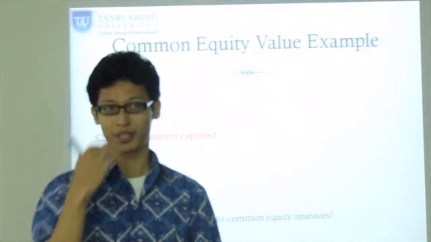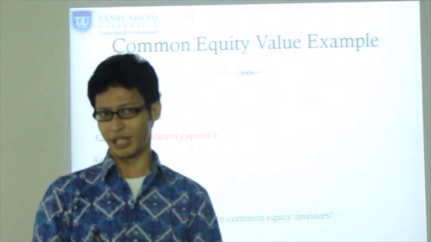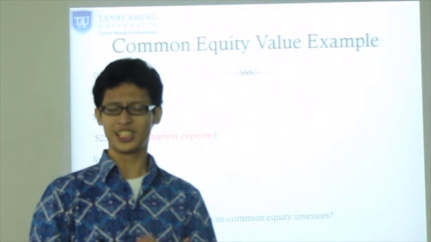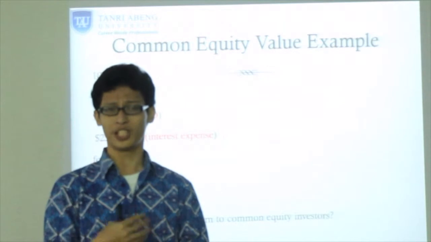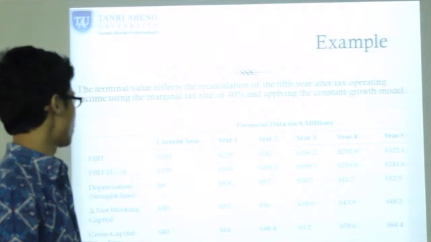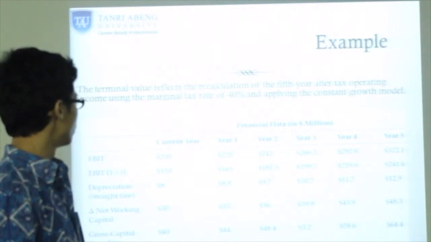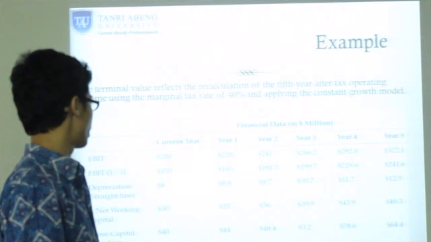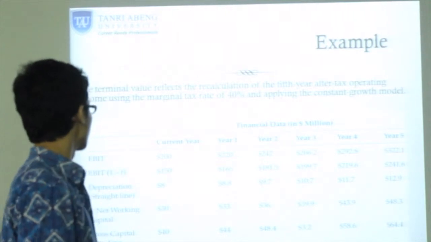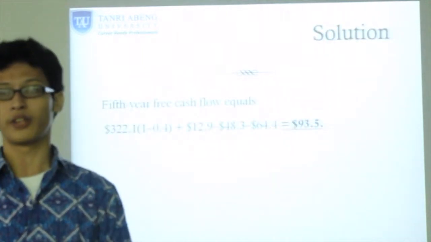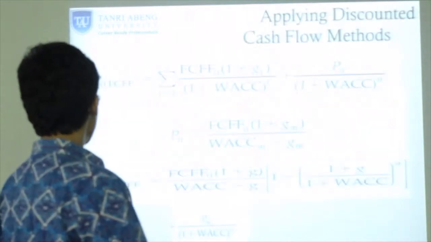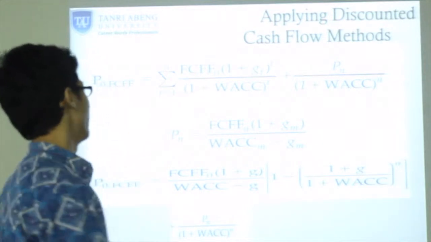The GD is 10%, the GM is 5%, the debt is 3 million, the interest expense is 25 million, the N is 4 years, the WACC is 12%, and TM is 40%. What is the value of the common equity investor? From the table, you can see this is ending in year 5, 322.1. After that, you can calculate again. The fifth free cash flow is 93.5 US dollars. This is the formula of applying this cash flow method.